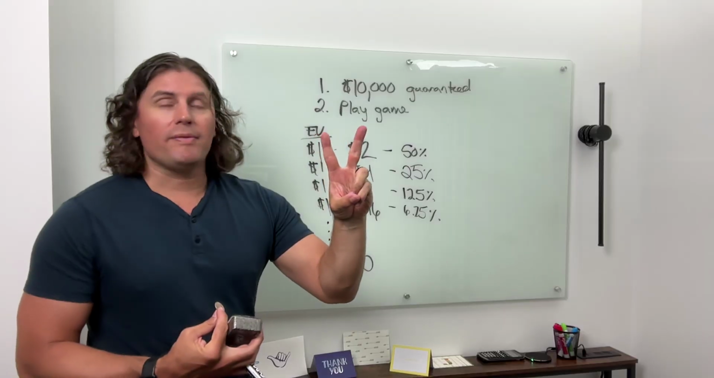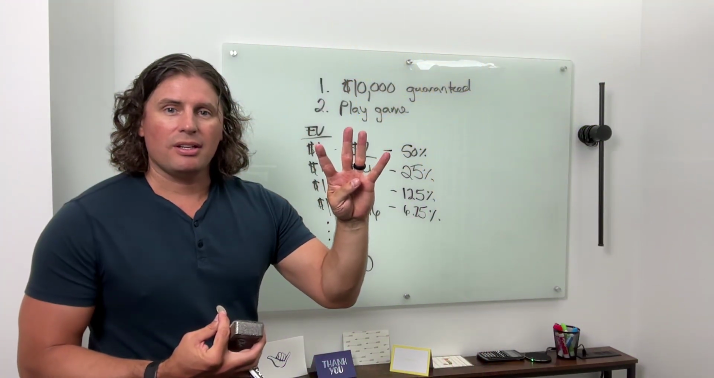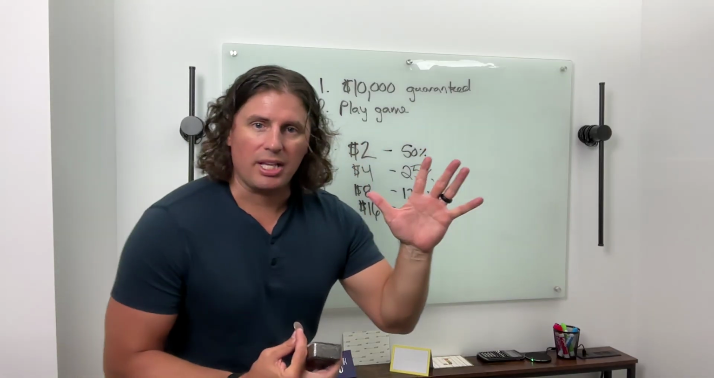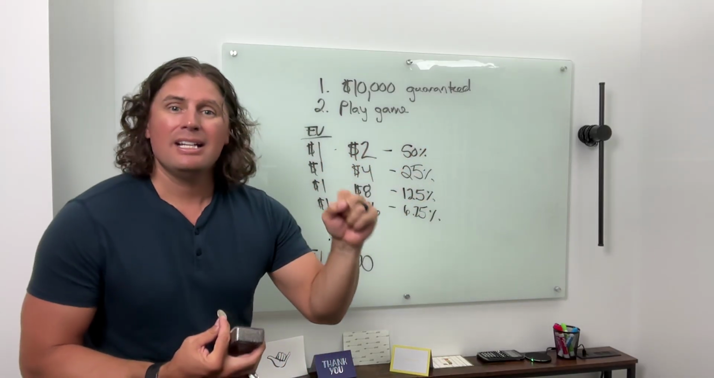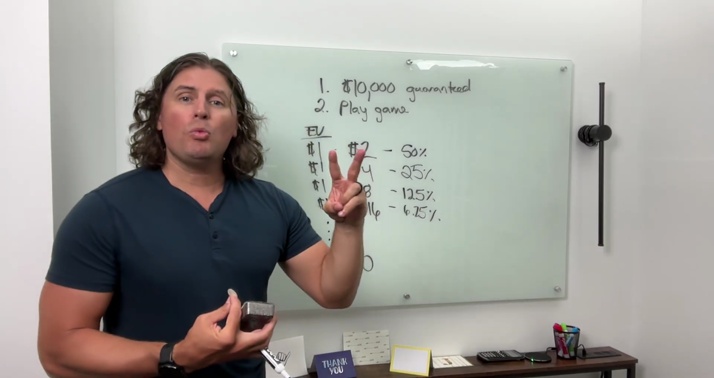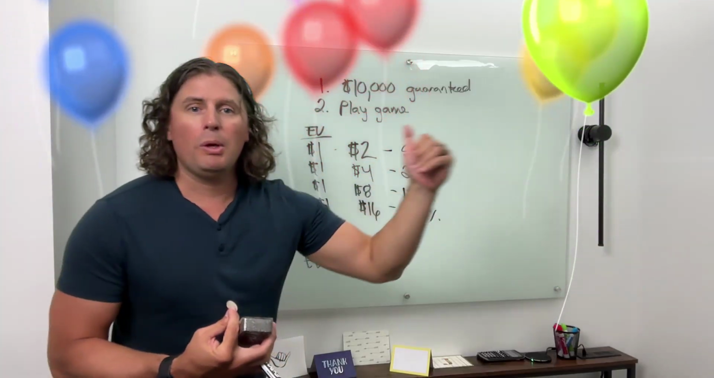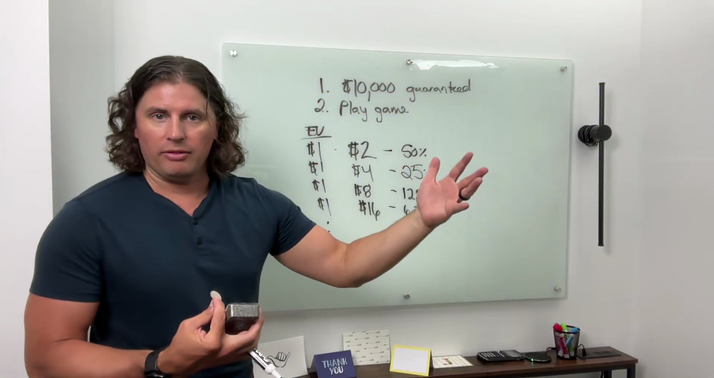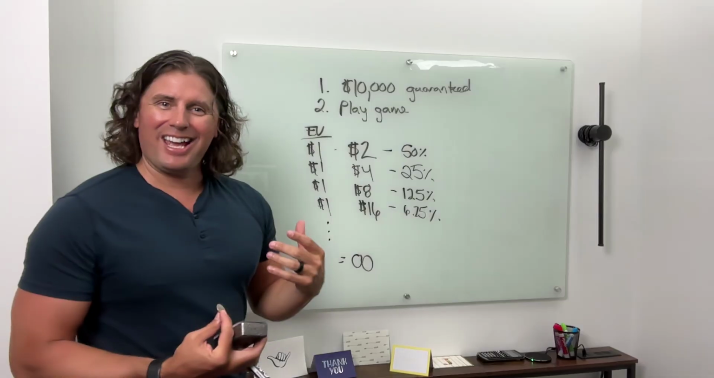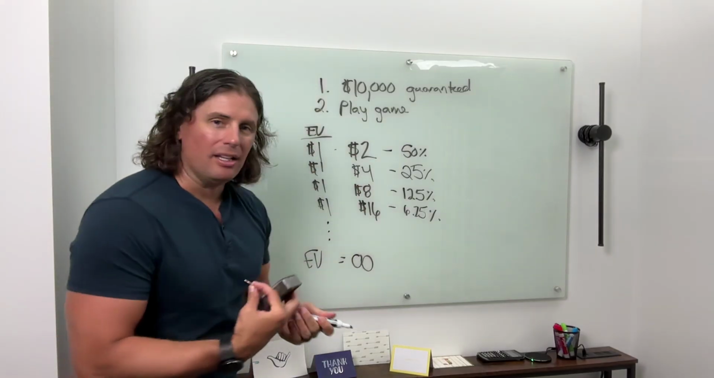128, 256, 512, 1,024, 2,048 is 10, 4,096 is 11, 8,192 is 12, and on the 13th, we would get over 16,000 on the 13th heads in a row. Now, when I look at that, I go, no way, I'm taking the $10,000 guaranteed.